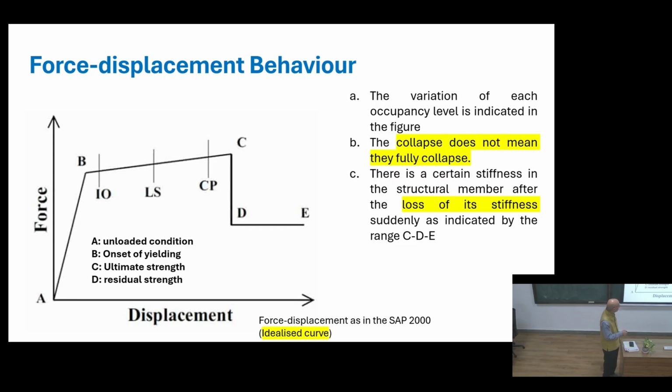So what inference can you draw from it? The variation for each occupancy level is indicated in the figure. These are occupancy levels 1, 2, 3. The collapse level does not mean full collapse. When you are here, it does not mean it is fully collapsed. A certain stiffness of the structural member is there, though there is a significant loss of stiffness in this region. But still 20% strength is left. That means the structure is not going to fall immediately. Sufficient warning period is there.